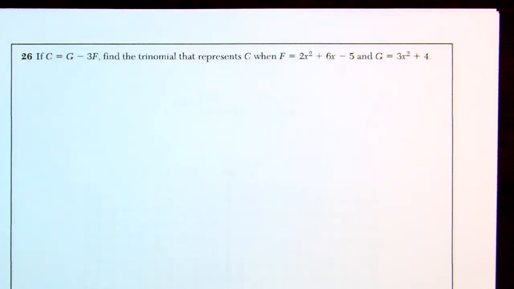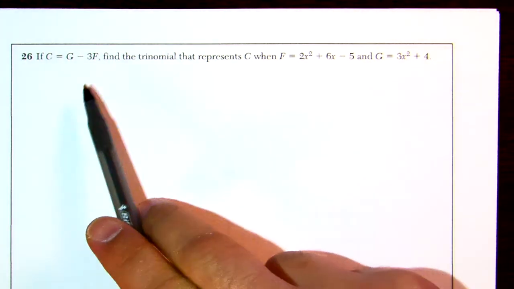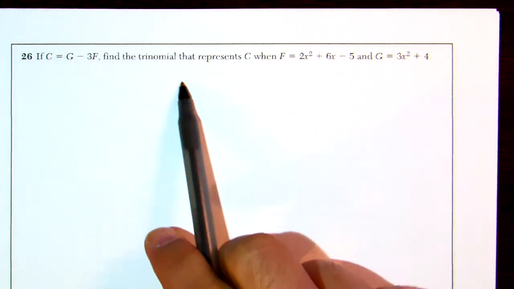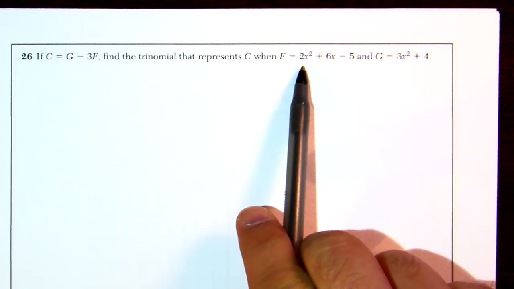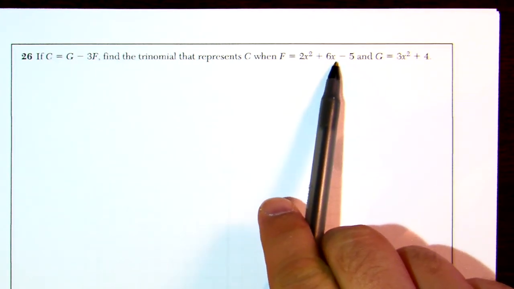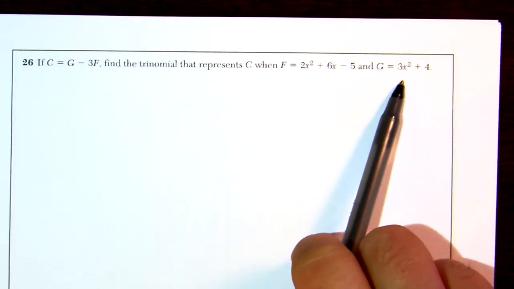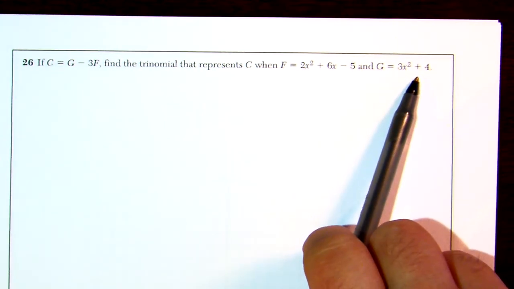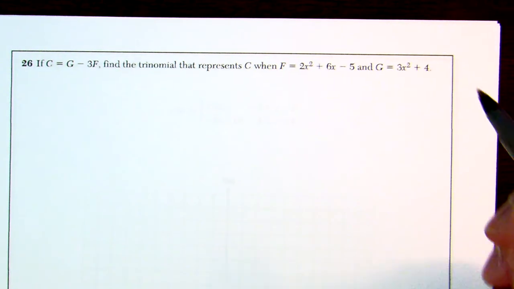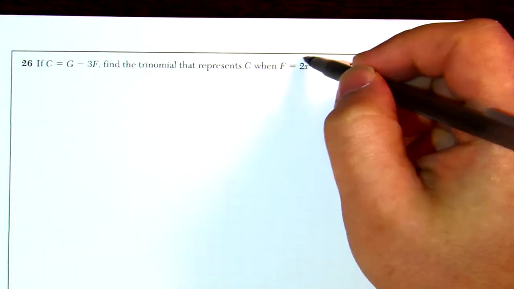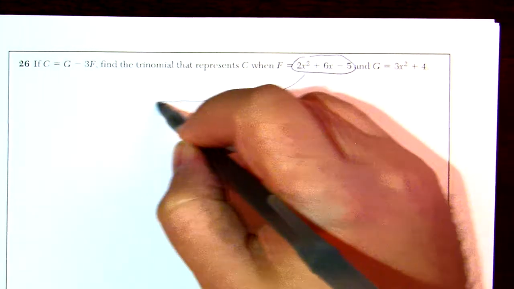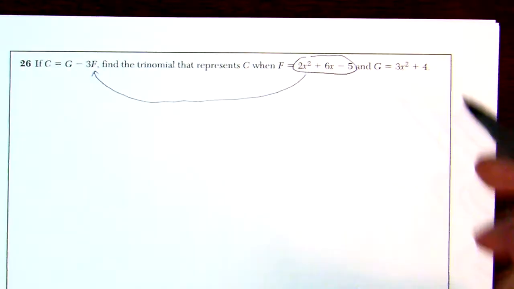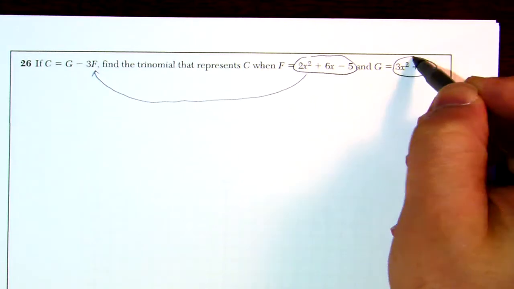Next one. 26. If c equals g minus 3f, find the trinomial that represents c when f equals 2x squared plus 6x minus 5 and g equals 3x squared plus 4. So all we want to do is plug in for f, all of this, and for g, all that.